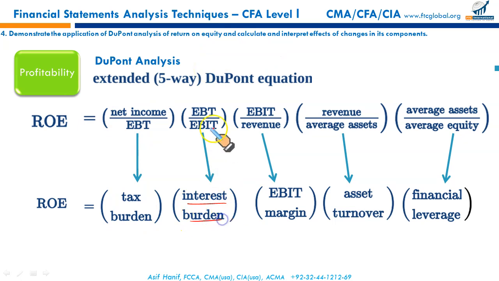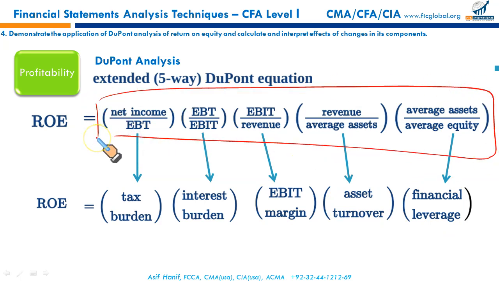This is called the interest burden. Pre-interest income and post-interest income. This you will study in leverage in your next book 4. Then EBIT upon revenue. This is the same. This is EBIT margin. Just like your net profit expressed as a sale, this is EBIT expressed as sale. EBIT margin. Revenue upon average assets, discussed as asset turnover, and assets upon average equity is the same as from the previous slide. Average assets upon average equity is financial leverage. So now you can see this is the full extended version of return on equity.